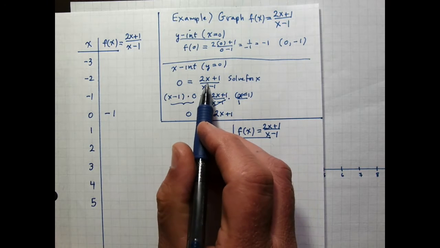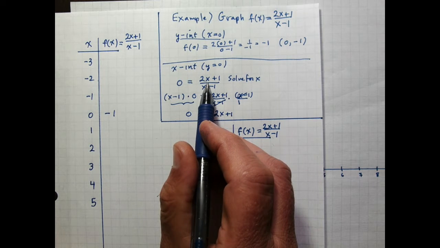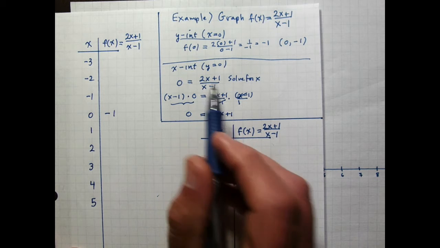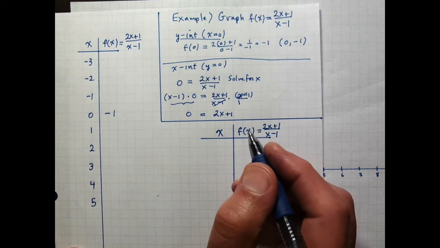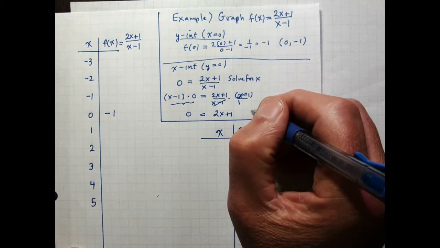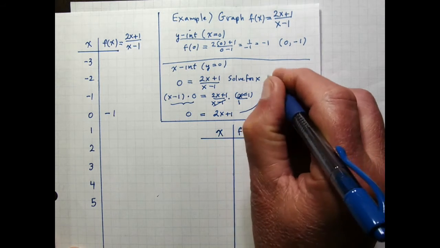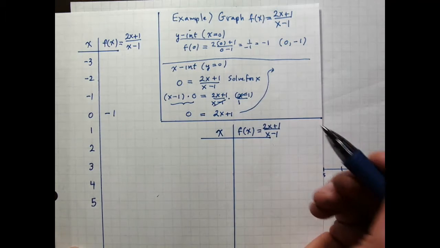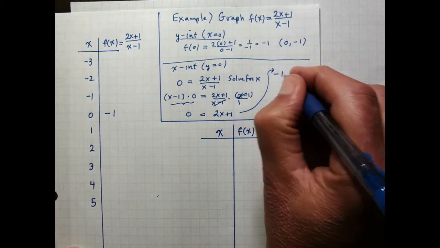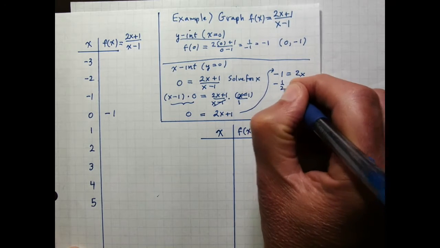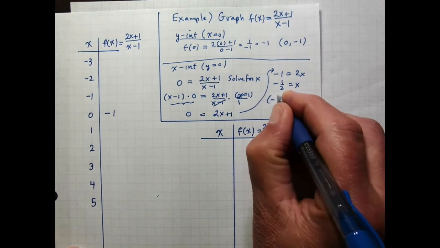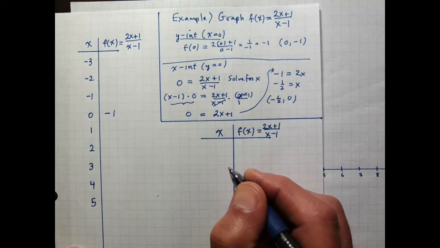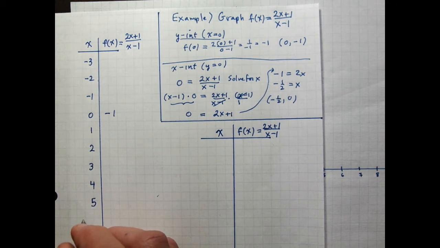Notice that this is just the numerator of the fraction. We're going to see this pattern over and over again: when we're trying to find the x-intercept or intercepts, we'll just be setting the numerator of the rational function equal to 0. A fraction can only equal 0 when the numerator is equal to 0. We still have to solve for x here. I get negative 1 equals 2x, so negative a half equals x. That means (negative a half, 0) is a point on our graph, and I'll add it as another point on my table of values.